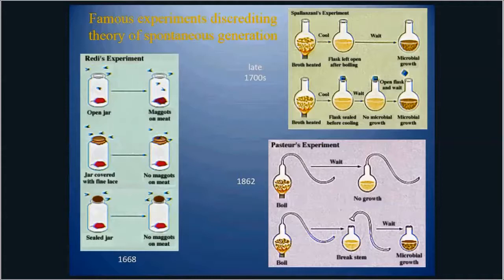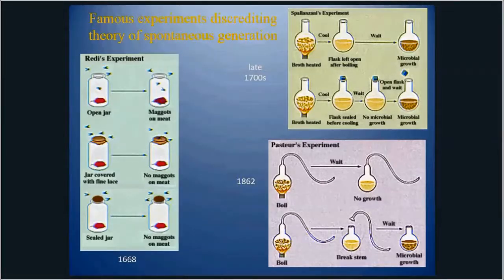What he found after waiting for a while is that eventually the open jars had maggots on the meat. Maggots are fly babies, little fly larvae. The ones that were covered, both with the mesh and with the stopper, completely sealed off, neither of them ended up with any maggots or any flies. His conclusion from that was that flies come from other flies. If flies are on the rotting meat, it is because another fly landed on the rotting meat and was able to lay its eggs. If you keep the flies off the meat, then there won't be any new ones.